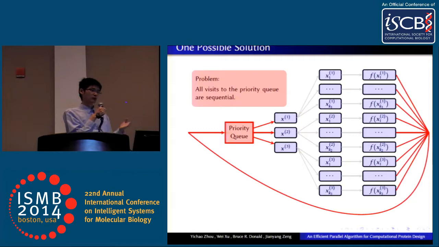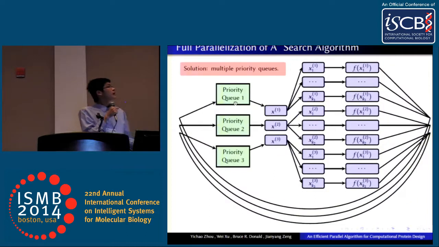The reason is that we need to extract multiple nodes from the priority queue, and then we need to push many nodes back to the priority queue. We know that the priority queue is implemented by the binary heap, which is a sequential data structure, very hard to parallelize efficiently. So how can we deal with this problem? Our final solution is that we can use multiple priority queues.